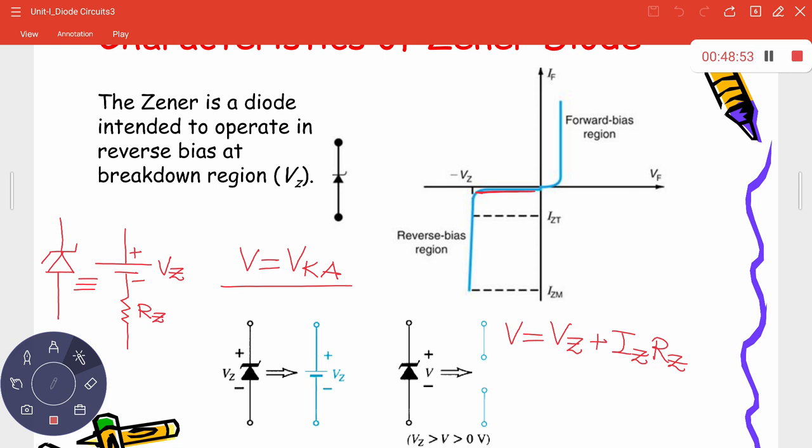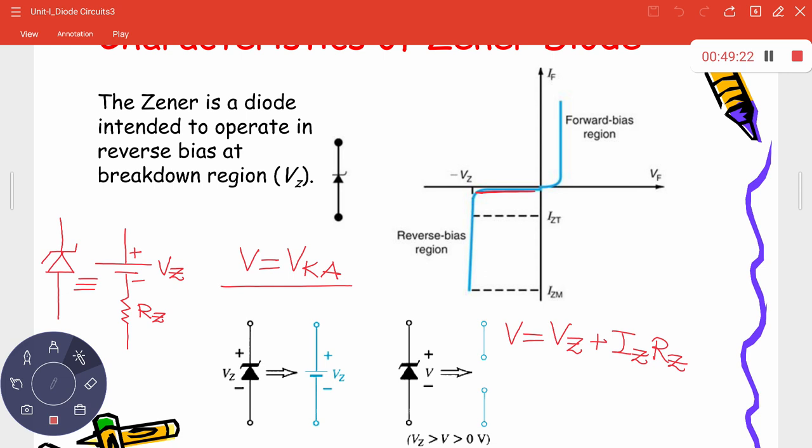It will still be there, but remember that for forward bias we don't have any concern. We can also achieve this using a normal diode. But that regulation can only be achieved in the reverse bias region, whenever the applied voltage is negative. Yes, you are right that whether it is a negative current or positive current, I squared R loss will always be positive.